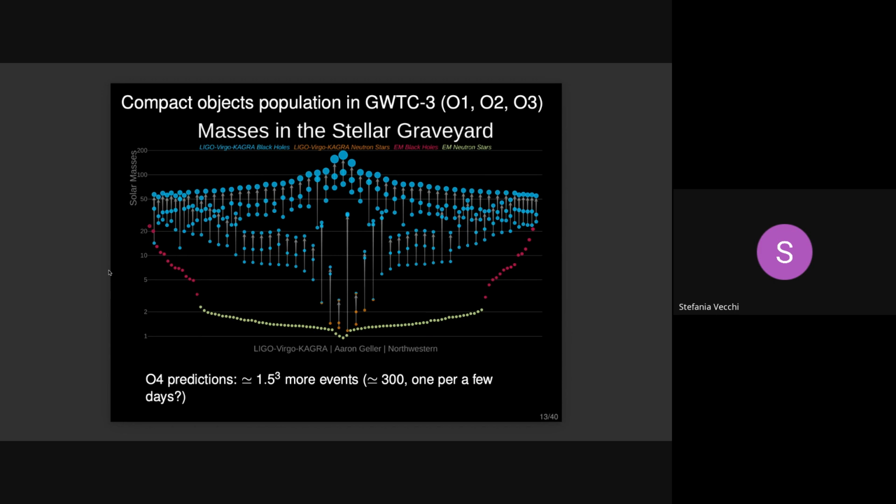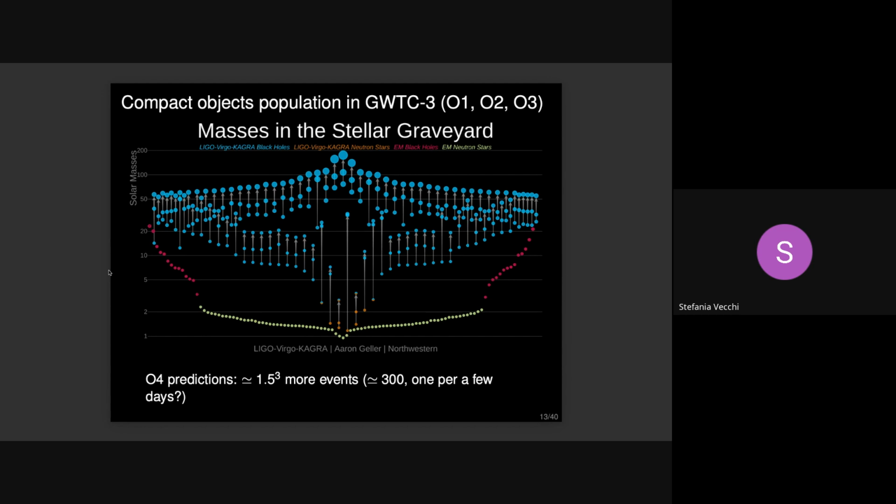So we can measure the same amplitude but at a larger distance. So basically it scales as a cube because of volume. So we predict that in O4 we'll have like 300 new events in 1 year, comparable to, let's say, O3. So far it's going okay because we already have 100, so it's more or less on track.